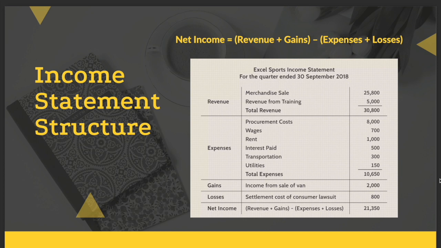It spent various amounts, as listed for the given activities, that total 10,000. It realized net gains of 2,000 from the sale of an old van and incurred losses worth 800 for settling a dispute raised by a consumer. The net income comes to 21,000 for the given quarter.